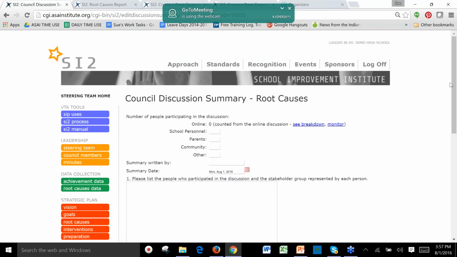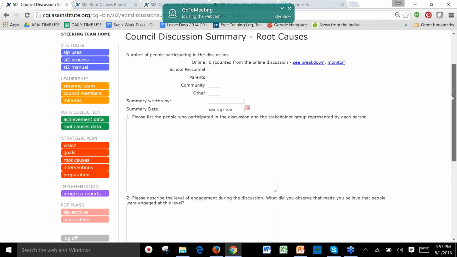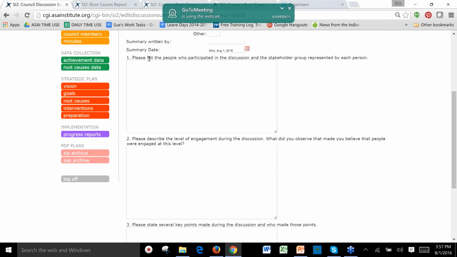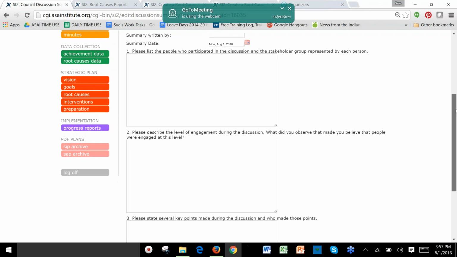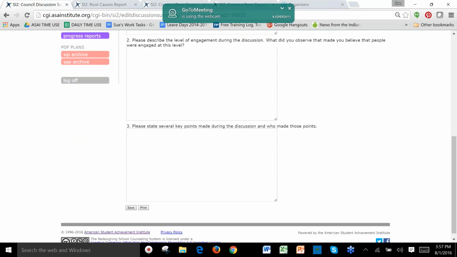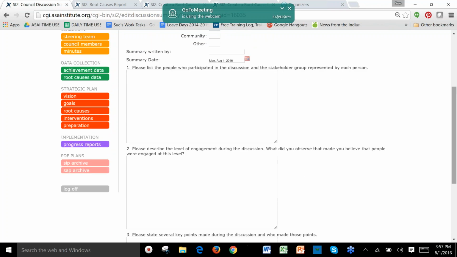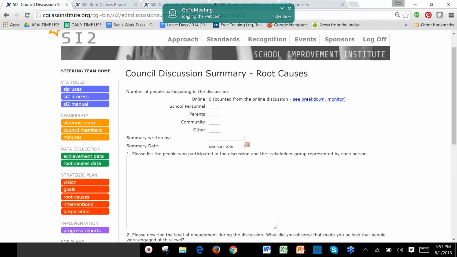In the summary, what we're asking you to do this time, because we really want to see what kind of discussion you had, is to list the people who participated and the stakeholder group that they represented. Please describe the level of engagement. What did you observe that made you believe that people are engaged at this level? And please state several key points made during the discussion and who made those points, and then just save. So pretty simple, but we just want to get a sense of how energetic, if you will, the discussion was.